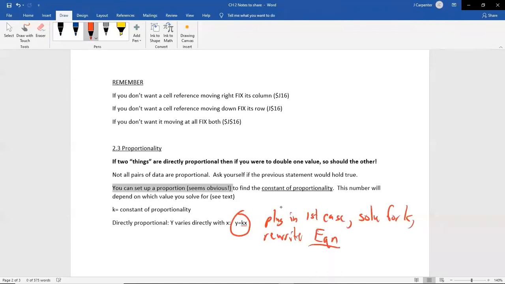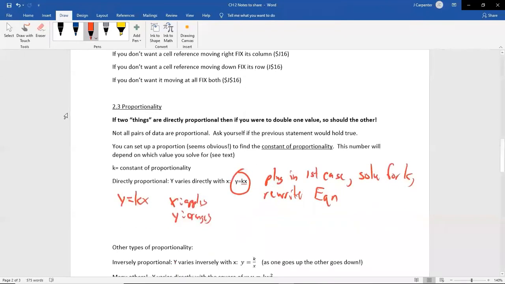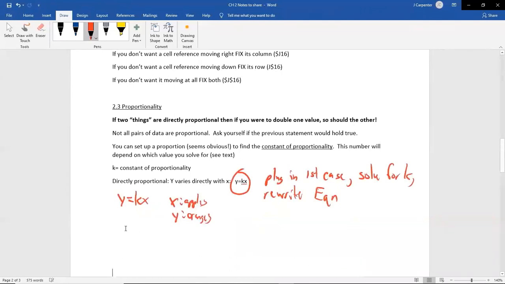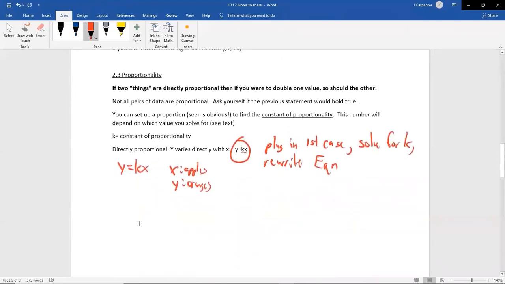EQN means equation. So the first thing you'll write is like y equals kx, if you think 2 things are directly proportional. And then to the side, you would say x is the number of apples, and then y is the number of oranges. Maybe you decide to call them opposites of each other. You call x the oranges and y the apples. That's okay. There's nothing wrong with that for direct proportionality, thankfully. It can be for more complicated ones.